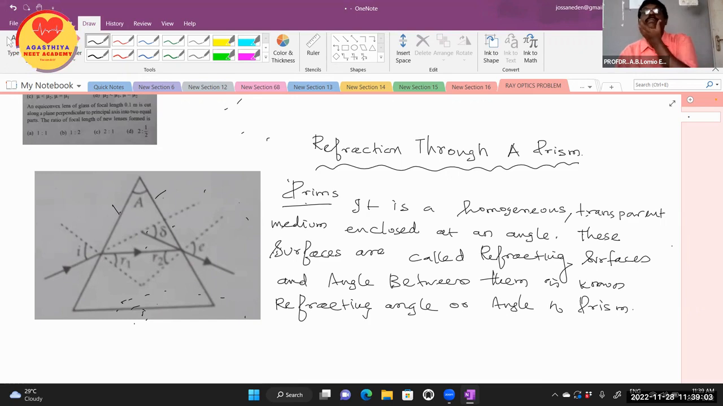This is the definition of a prism. It is a homogeneous, transparent medium enclosed at an angle. The surfaces are called refracting surfaces. The angle between the refracting surfaces is called the angle of prism. See the diagram. The angle of prism is denoted by the symbol A.